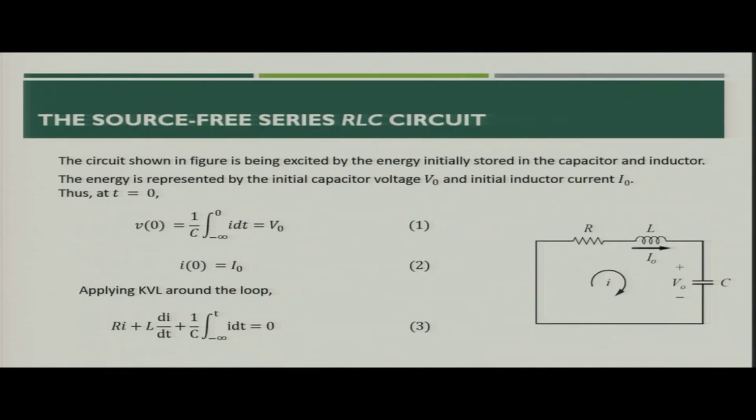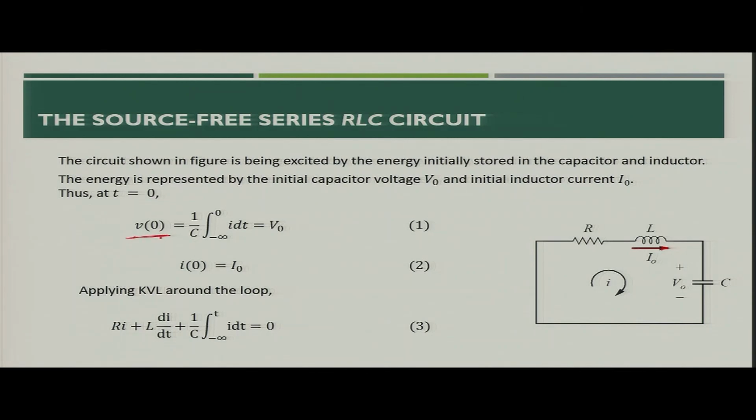Now, let us first take the case of the source free series RLC circuit. We will try to find the solution of circuits which are a series combination of R, L and C without any source. We assume that there is some initial current I naught flowing through the inductor, and the capacitor is initially charged with some voltage V naught. These two would be considered as sources which provide current to the circuit. So, now what can we write?